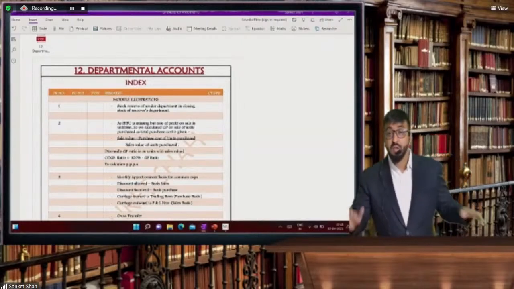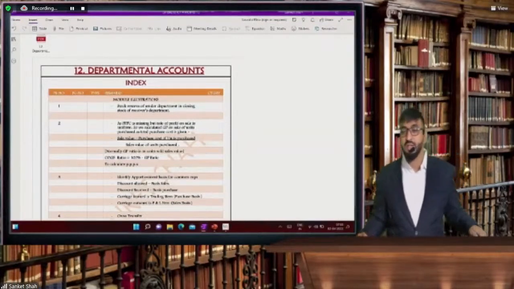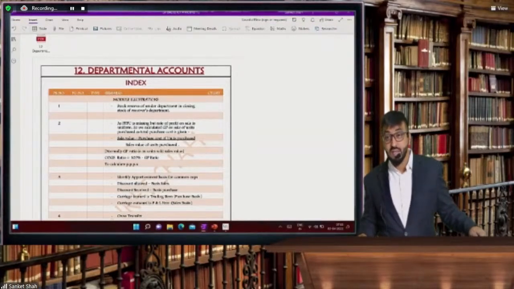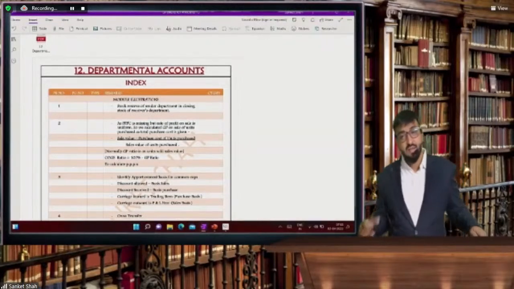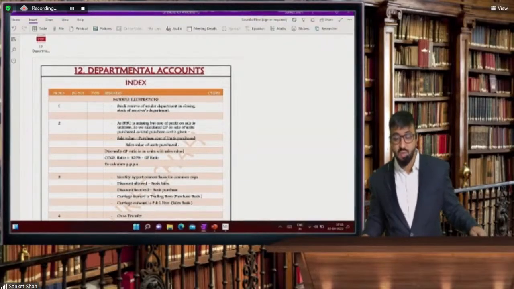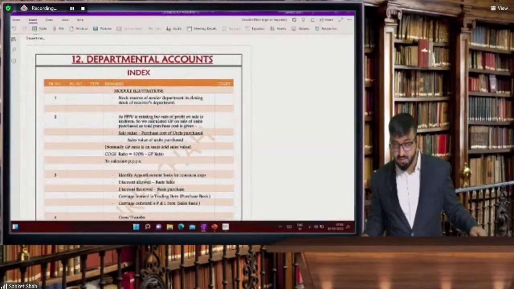Okay. So friends, departmental accounts, we have 3 days to finish it. Incomplete records is the next chapter, and then I will be on leave. Other faculty will take over after incomplete records, and then next month I will come back. So departmental accounts, we have 3 days.